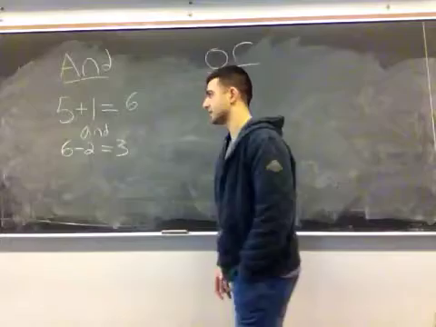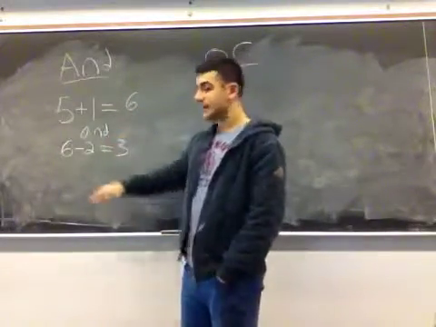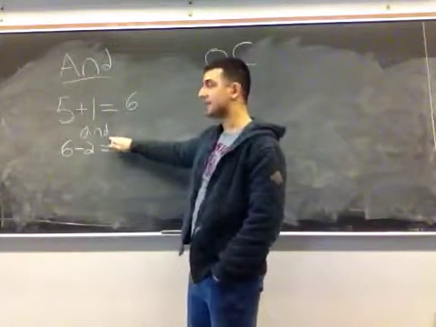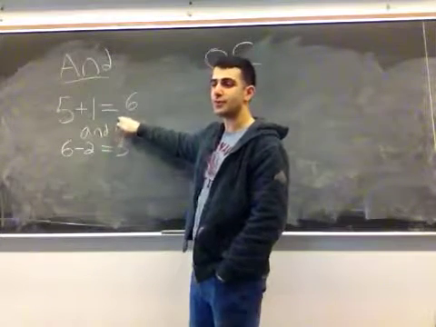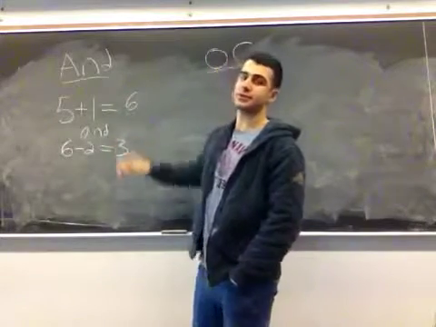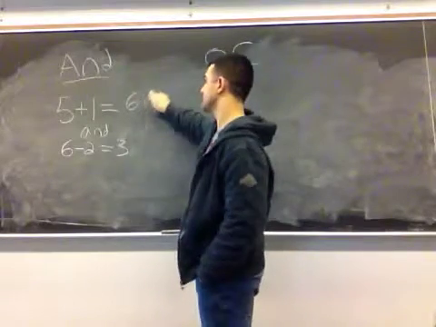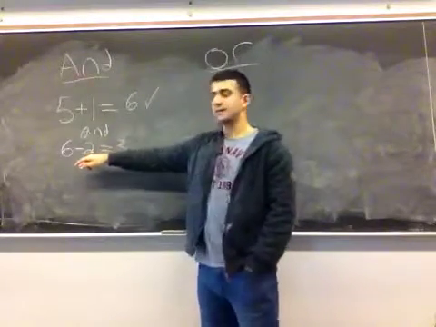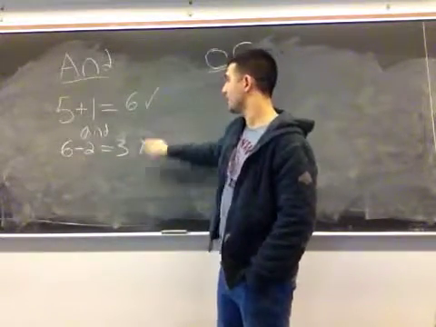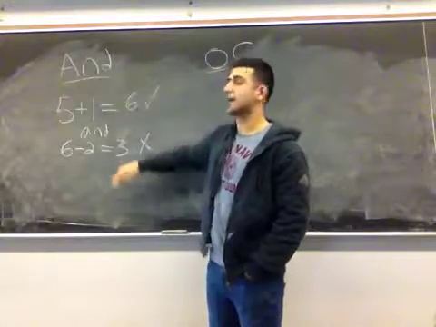So let's say you're given something like this. 5 plus 1 is equal to 6, and 6 plus 2 is equal to 3. Now the and statement says, are these both true? If both of these are true, then the whole thing is true. So is 5 plus 1 equal to 6? Yes, it is. And is 6 minus 2 equal to 3? No, it's not.